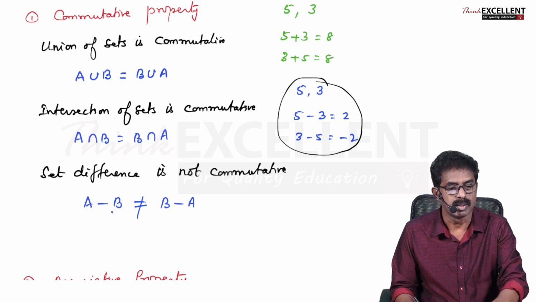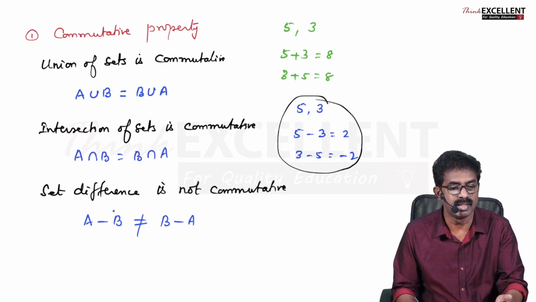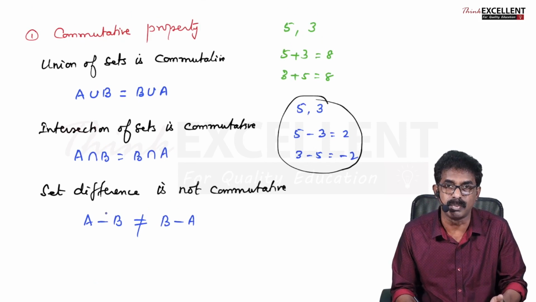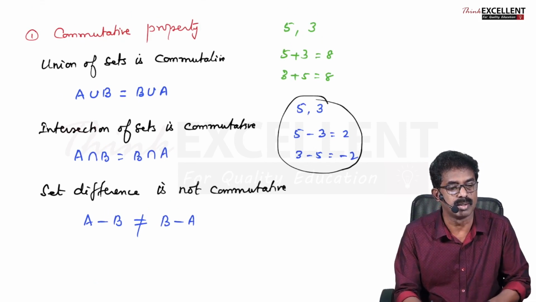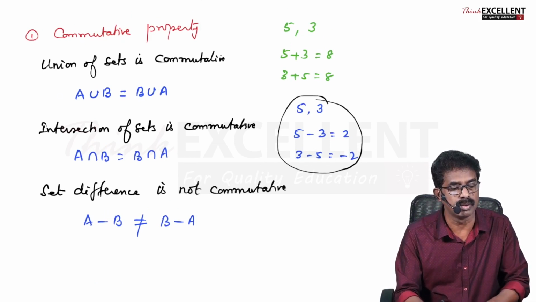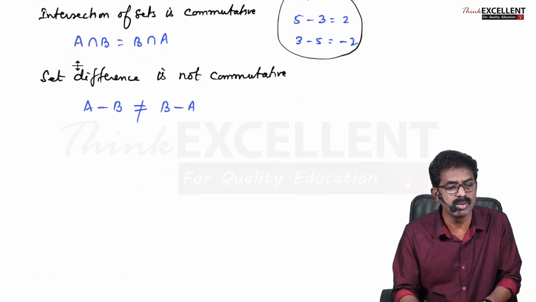So these are the three operations we studied: union, intersection, difference. Union and intersection are commutative, but difference is not commutative. Now let us see the next property. The next property is called the associative property.